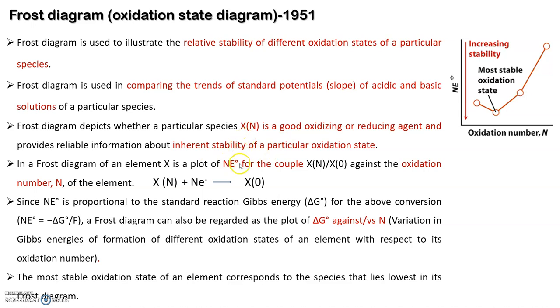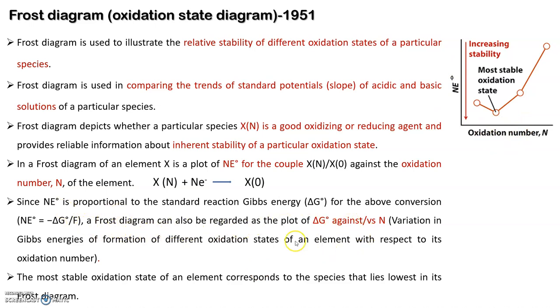Generally, a Frost diagram is the plot of E naught values for a particular couple against the oxidation number of the species. That means on this axis we will put the E naught values, and here we will put the oxidation number values from low to higher oxidation state. Again, E naught is proportional to delta G because the relationship is delta G is equal to minus nFE naught, where nF is constant. So delta G is proportional to this, and hence we can replace this quantity by delta G also. In that case, the Frost diagram will be known as the plot of delta G versus oxidation number.